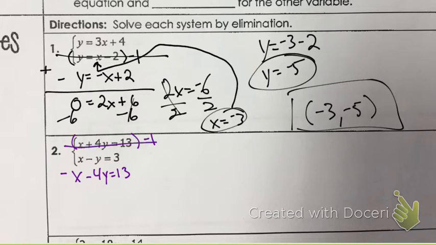And then I like to just put one simple line through it, because sometimes I want to use it later, but I want to make sure I'm not using the same line twice. So I'm going to add these two together. x and negative x makes 0. Negative y and negative 4y equals negative 5y. And 3 and negative 13 is negative 10. Cool. Which means I can solve for y now.